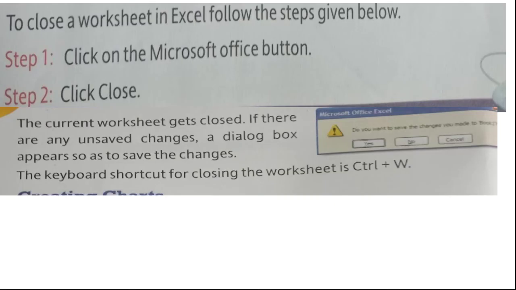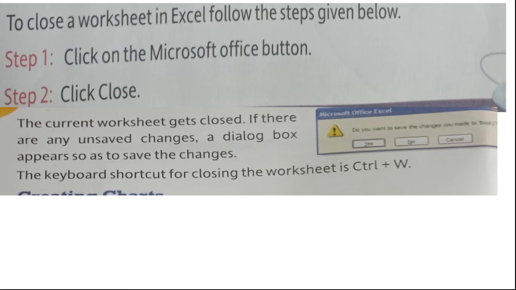Then, to close the worksheet in MS Excel. Now we are going to learn how to close MS Excel. To close it, just click on the MS Office button, then click on close. The current worksheet gets closed. If there are any unsaved changes, a dialog box appears so as to save the changes.